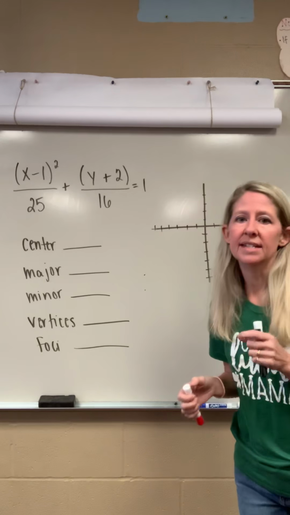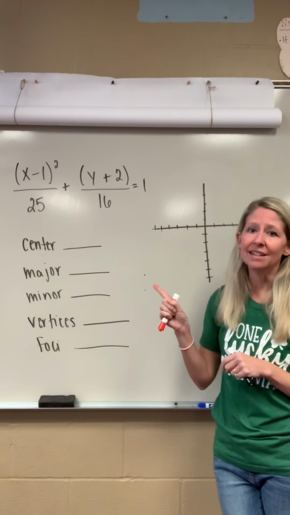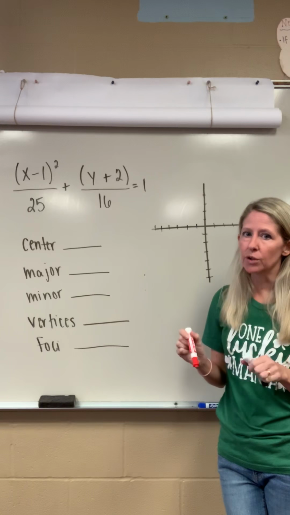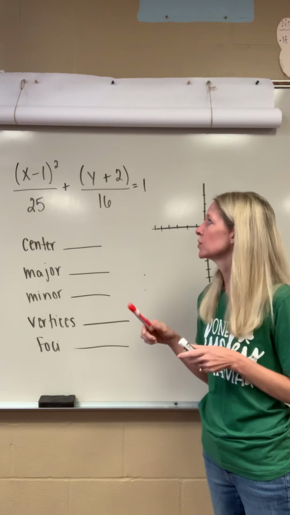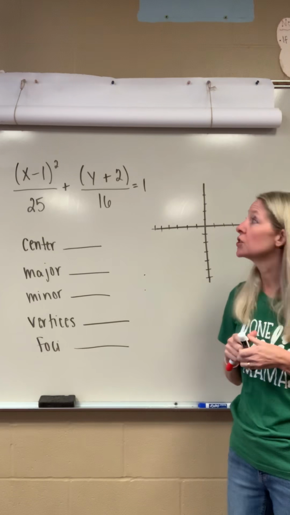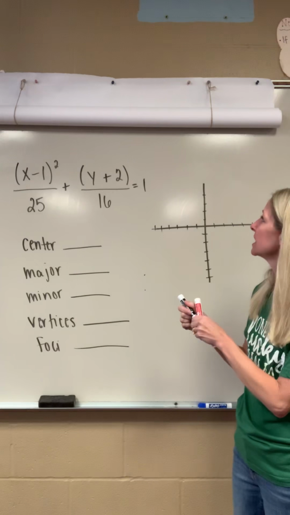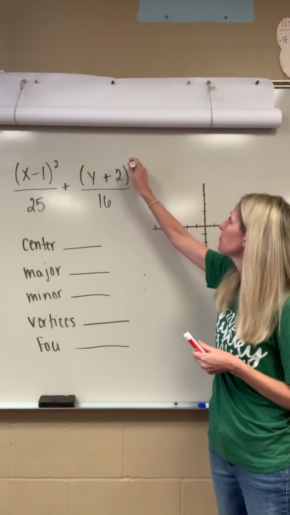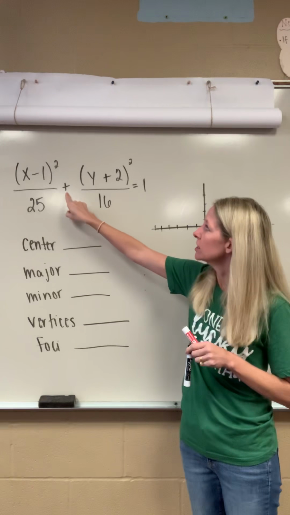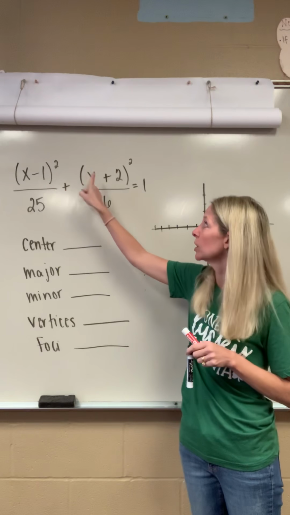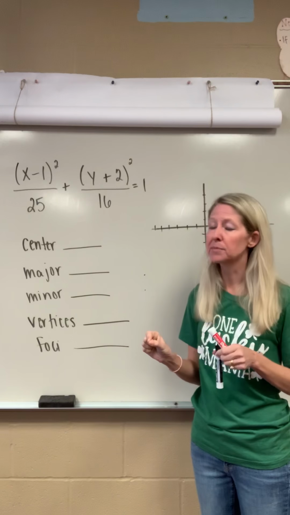Okay, so hopefully this is going to make a lot more sense once you actually see numbers and see how it all works. So let's look at the equation. You've got (x minus 1) squared over 25 plus (y plus 2) squared over 16 equals 1. So what you want to notice for the ellipse is there's a plus in the middle, you have x squared, y squared, that's what makes it an ellipse.